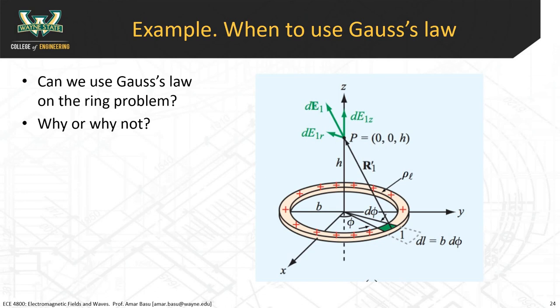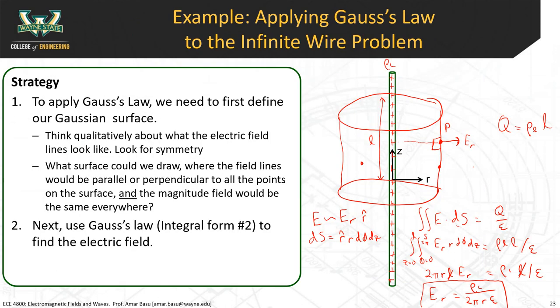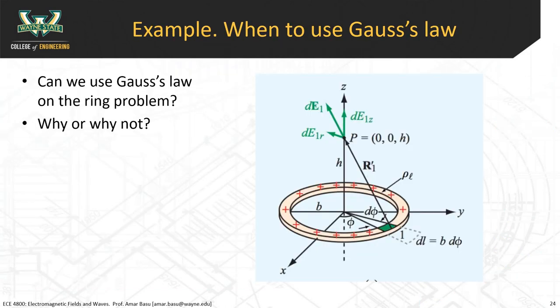So as a result, if you look at what we did here, the reason why this simplified so easily is because the electric field was the same everywhere on the surface. The E sub r here was a constant, so it just came right out of the integral. You didn't have to do any integration on that. So that's the key to simplifying Gauss's law. The answer here is that there's no surface that meets the criteria for a Gaussian surface, so you can't apply Gauss's law to this problem.